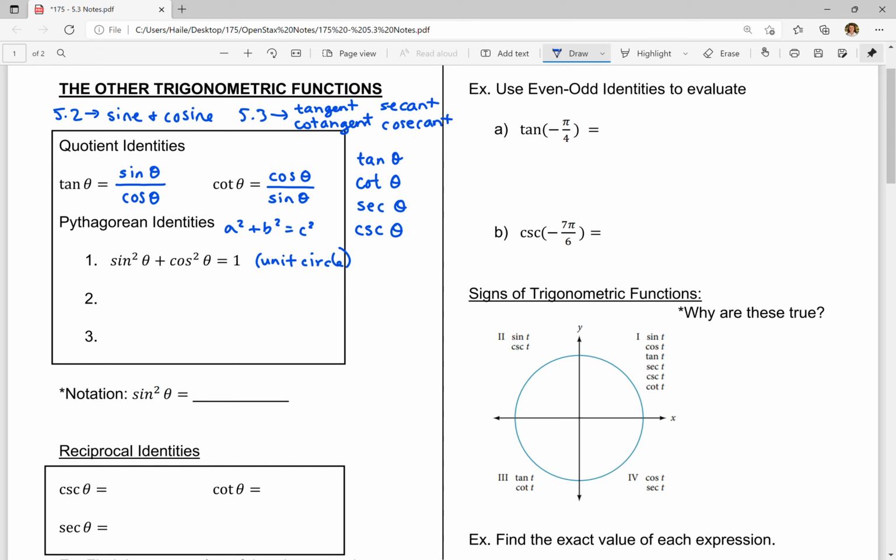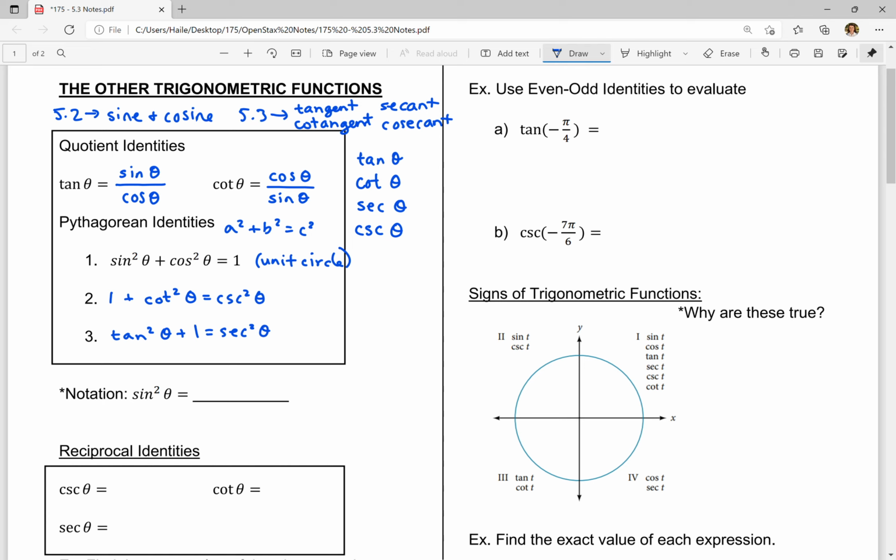Okay, now we actually have two other Pythagorean identities which we can get by manipulating this first equation. First of all, we can have 1 plus cotangent squared of theta is equal to cosecant squared of theta. And we could also have tangent squared of theta plus 1 is equal to secant squared of theta.